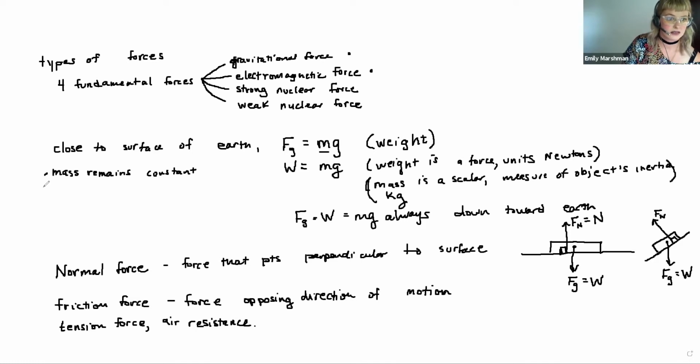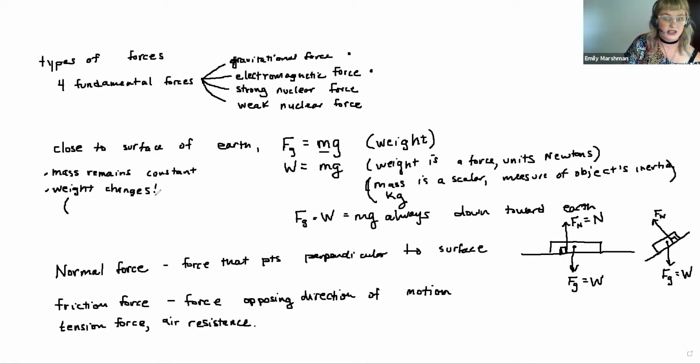However, an object's weight may change. My weight on the Earth is different than my weight on the moon because the moon has a different gravitational acceleration. My weight is different in outer space. I'm almost weightless in outer space. My weight is different on Mars. Okay, so weight does change depending on where I'm at.